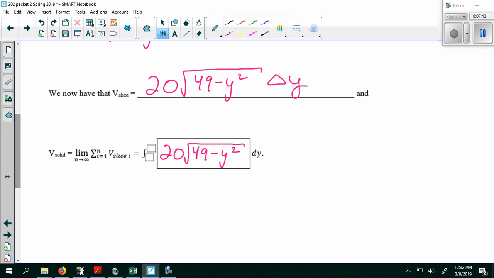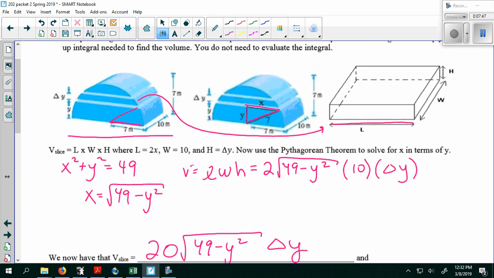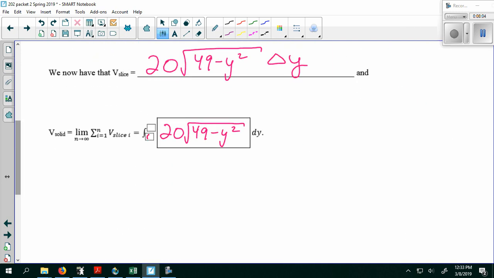And then my bounds of integration, I'm going to go back up to my picture. I've got these rectangular slices that I'm starting to create on the bottom, and I'm stacking them up from 0 up to the height of this thing. And the height of this thing is 7. So I'm going to integrate from 0 to 7.